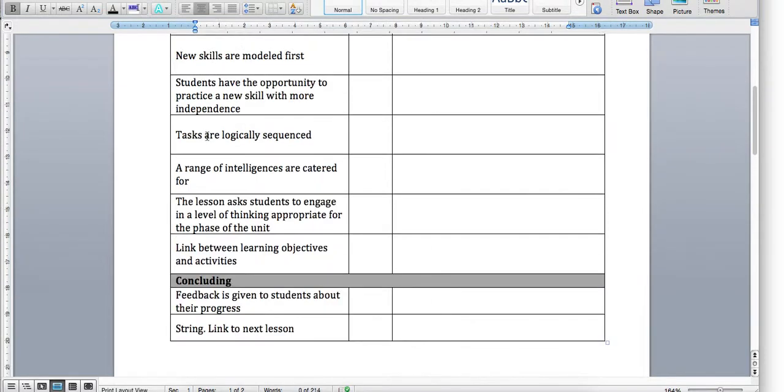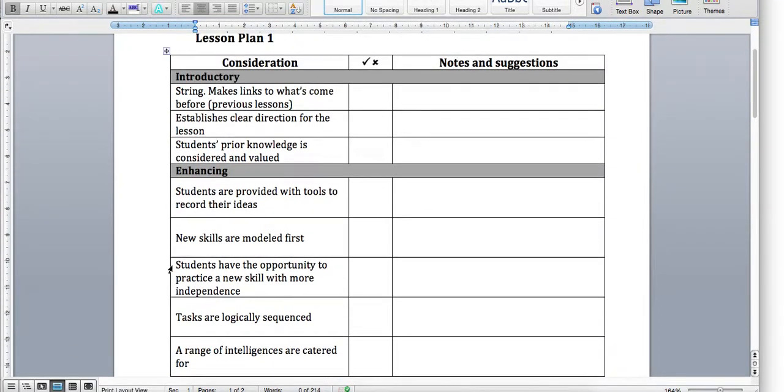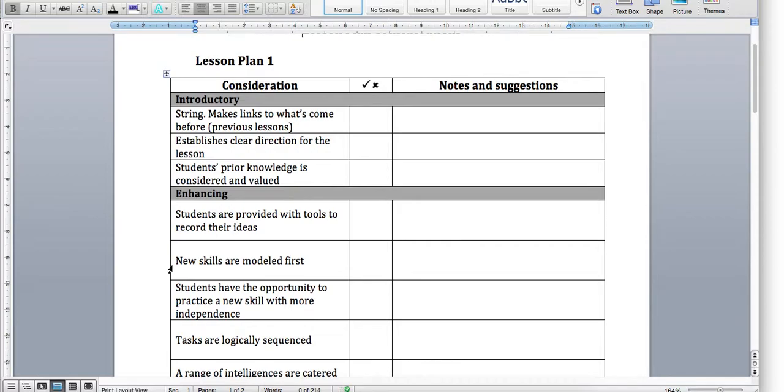Okay, this is not a comprehensive list. I've made this list to kind of just sit at the concepts that we might have looked at so far in this unit, and so there are certainly more things that you could add to this.